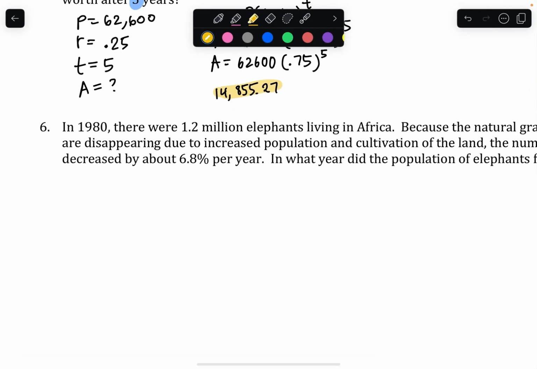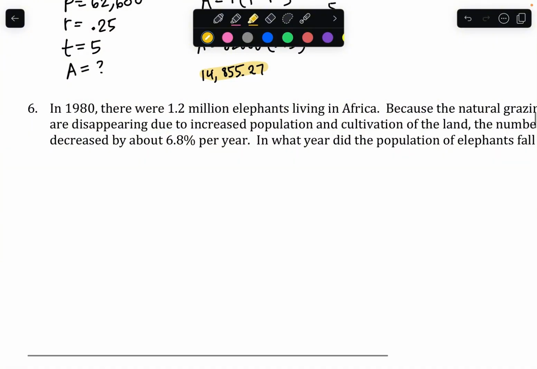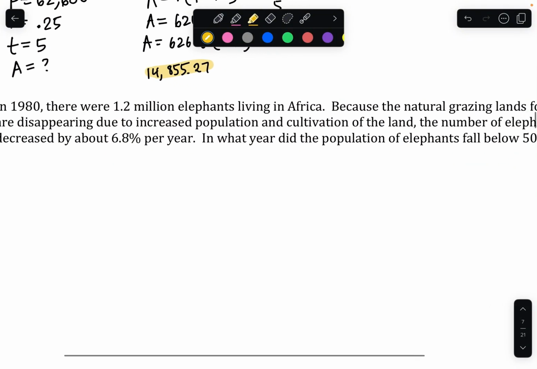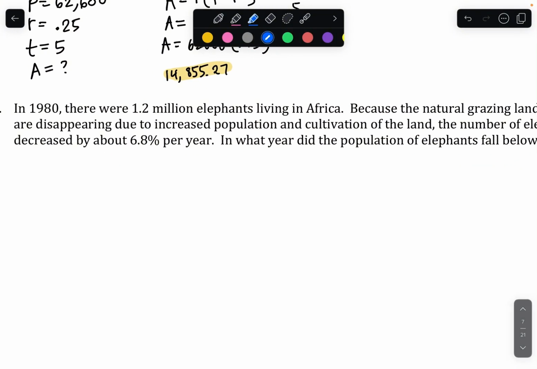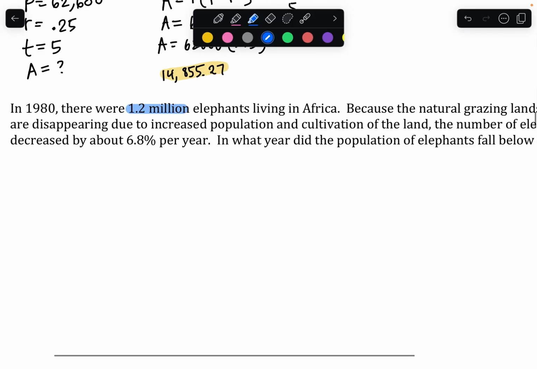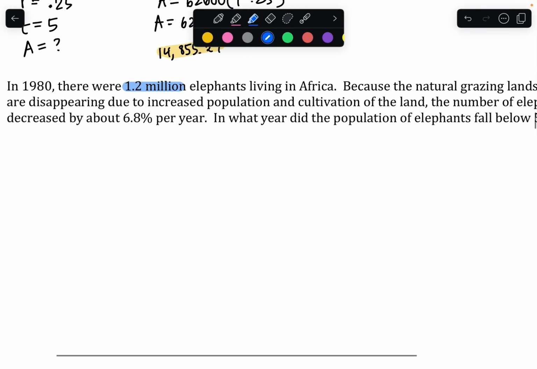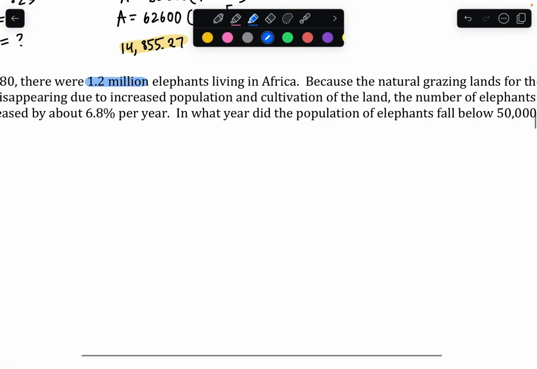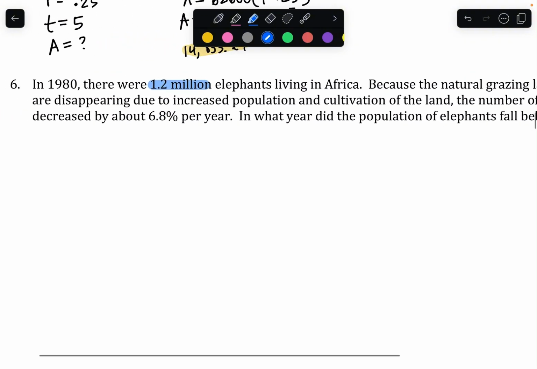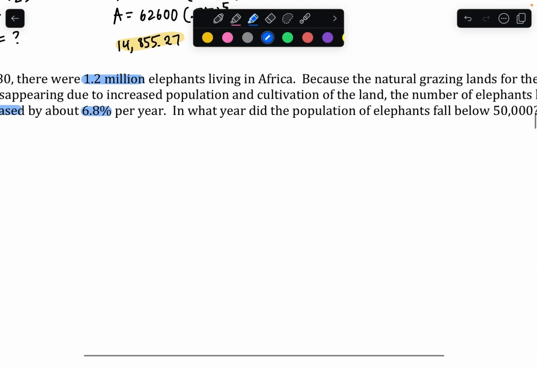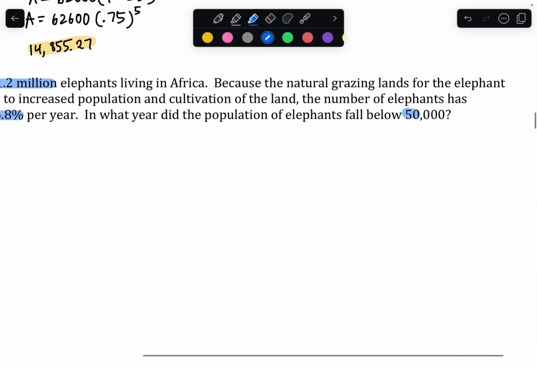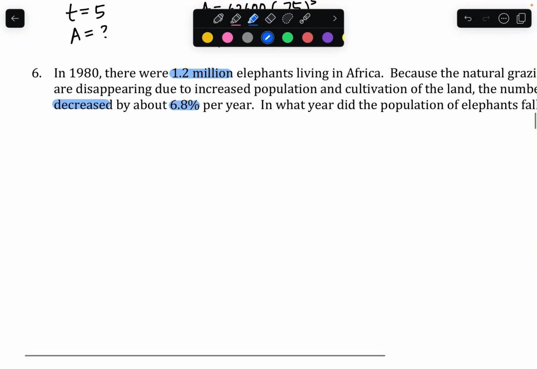All right, in 1980, there were 1.2 million elephants living in Africa. Because the natural grazing lands for the elephant are disappearing due to increased population and cultivation of the land, the number of elephants has decreased by 6.8% per year. In what year did the population fall below 50,000?